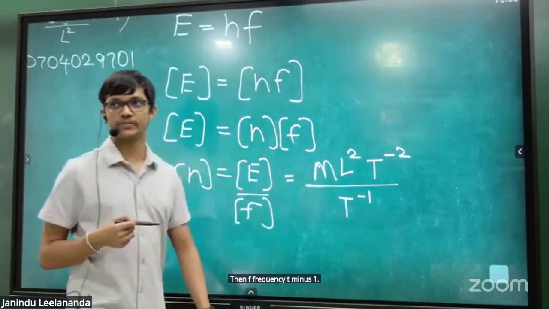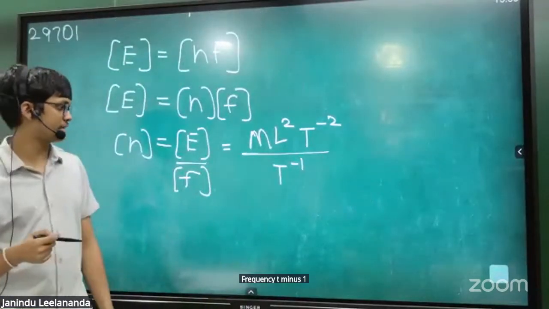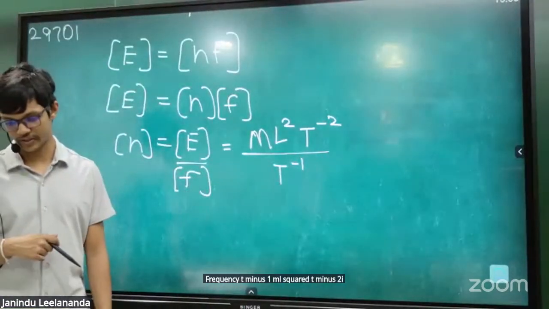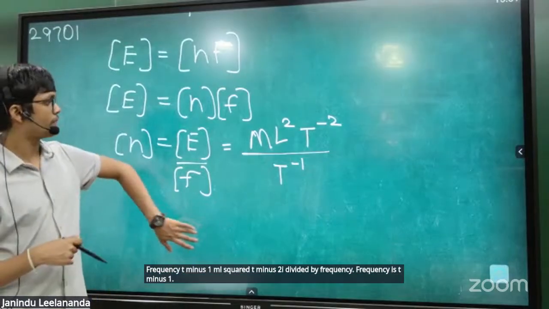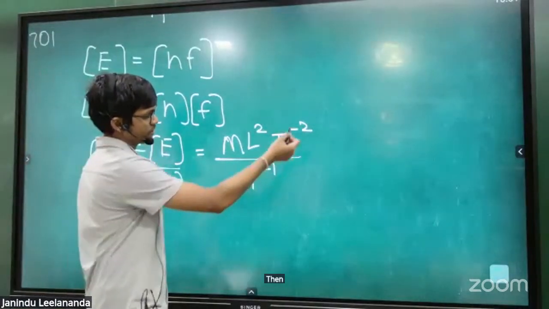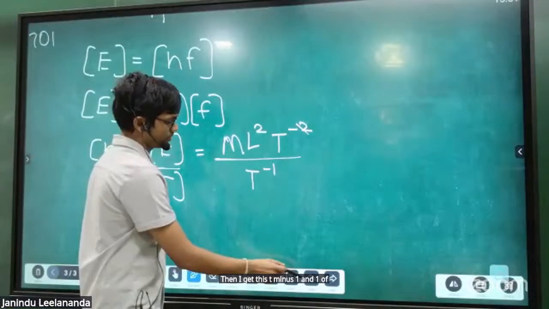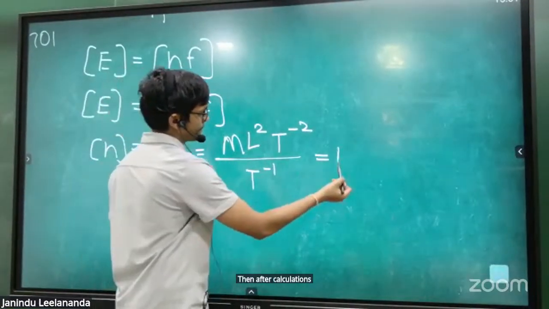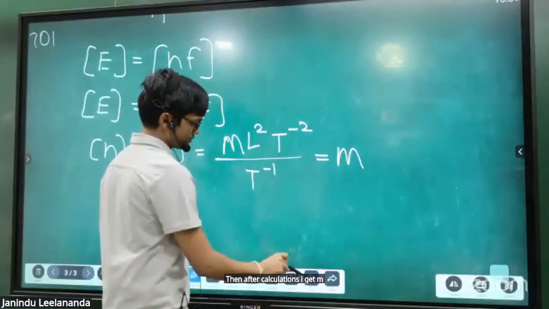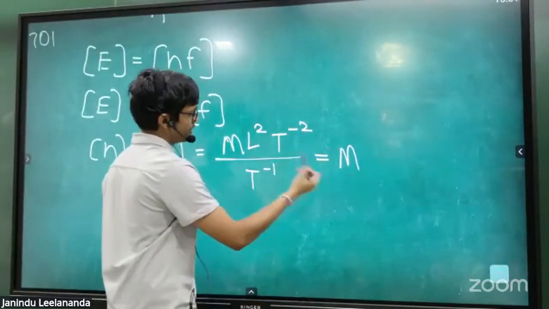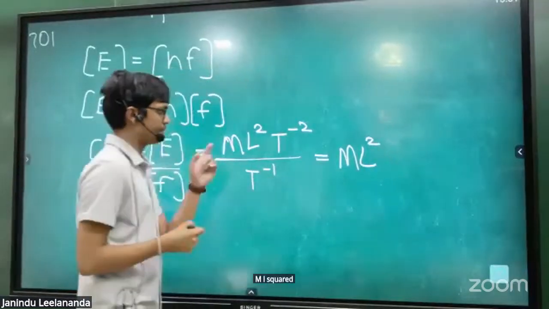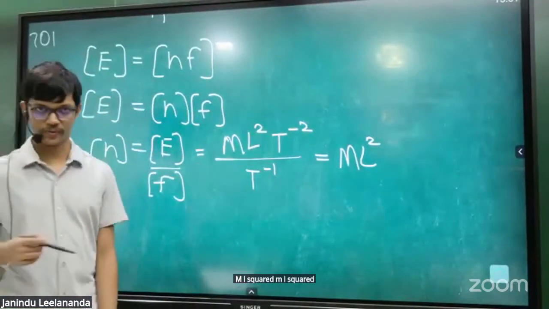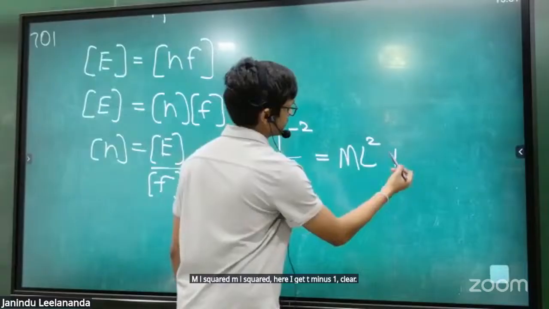Frequency is T minus 1, and ML squared T minus 2. I divide it by frequency, which is T minus 1. Then I get this T minus 1 and one of these cancels out. After calculations, I get M L squared T minus 1. Clear?